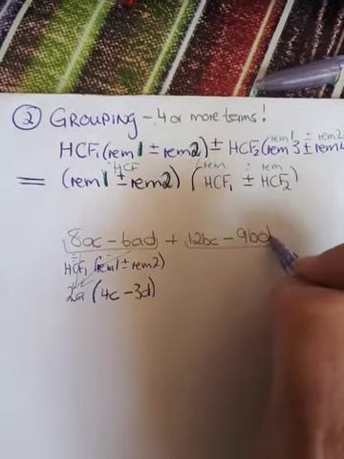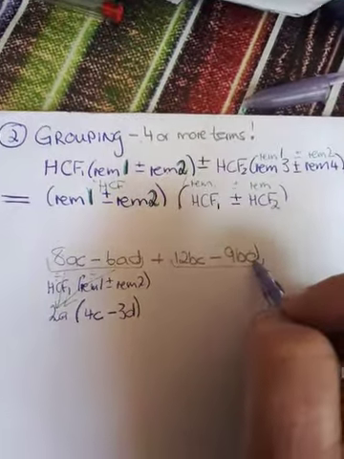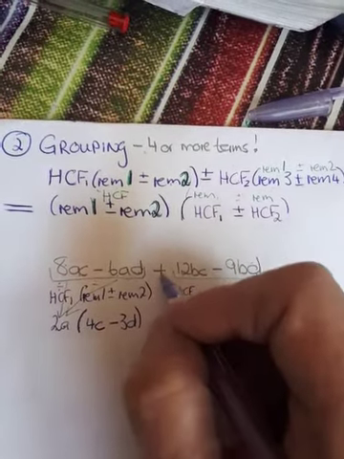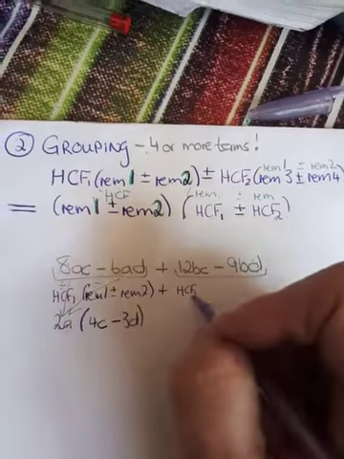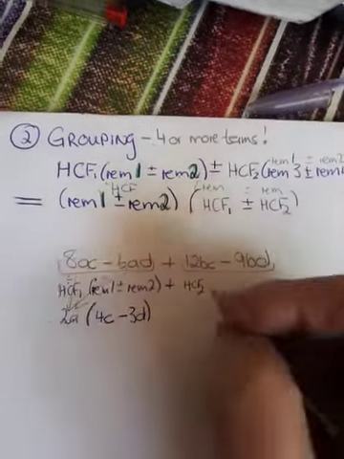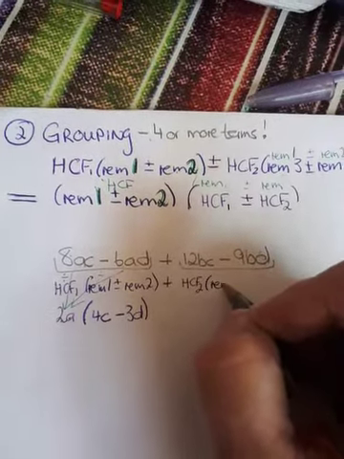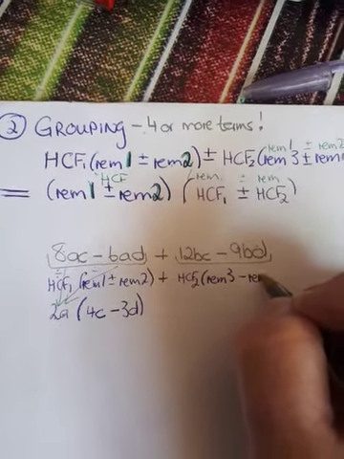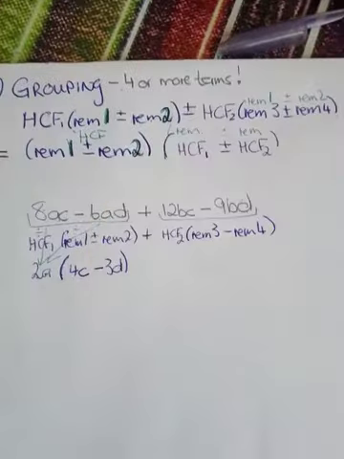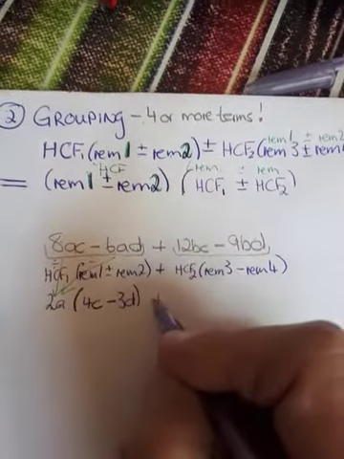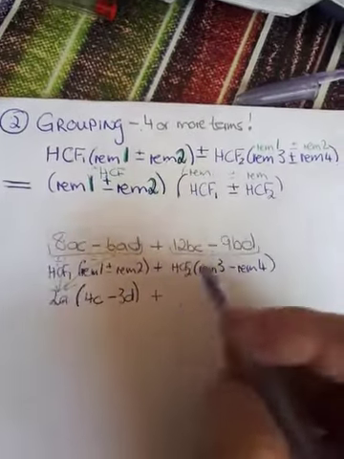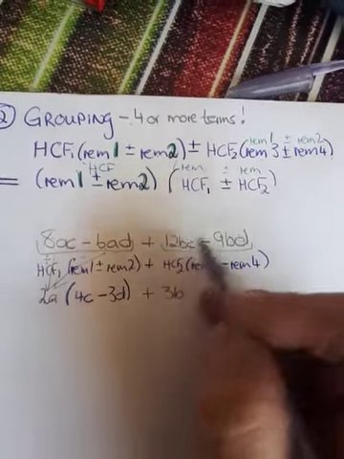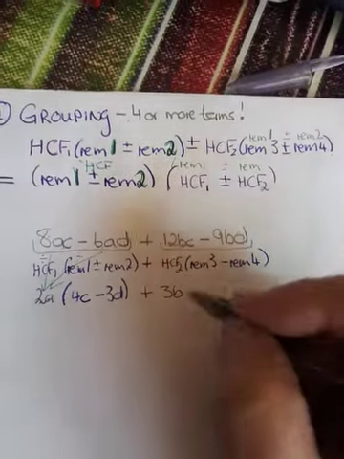Now we go to the second lot, the second group that we put together. So now I'm going to have, in this case, it's a plus, highest common factor 2, and I'm going to have remainder 3, in this case minus remainder 4. Alright, let's find the highest common factor. Between 12 and 9 is 3. Then we've got B, which is common. C and D is not common.